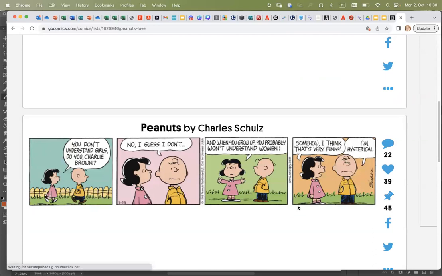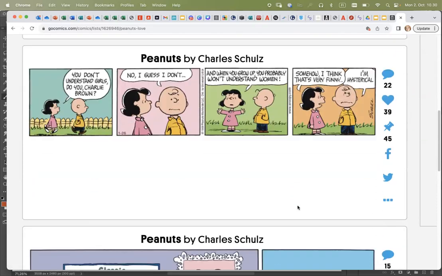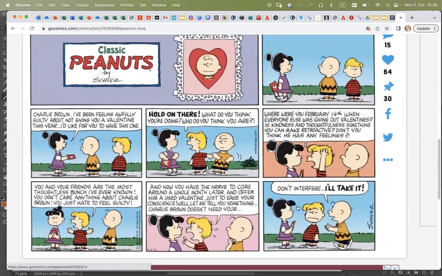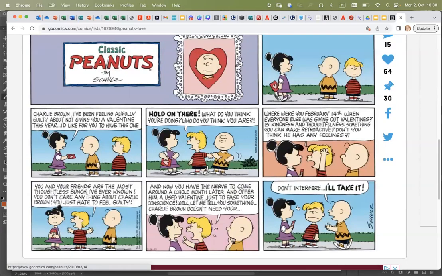Okay, so now they are talking about men and women understanding each other. And every year, Charlie Brown is looking forward to getting Valentine's cards, but usually he doesn't get any. Here, for a change, he does get one, but it's just because one got left over, and he's taking it anyway.